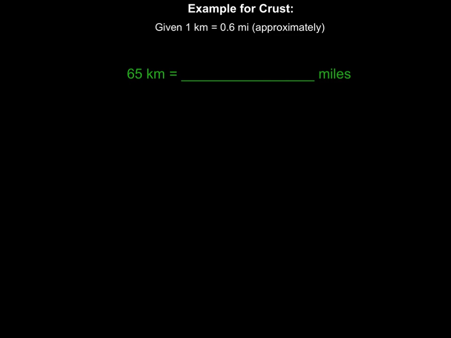So in your workbook, where we wrote example for crust, it's given 1 kilometer is equal to 6/10 of a mile, approximately. Then we're going to write what we're solving for. So we're going to solve for 65 kilometers is equal to how many miles? When we're converting, we're going to pay attention to this conversion ratio of 6/10 of a mile to 1 kilometer, because we want to convert from kilometers to miles. So the miles in the ratio needs to come first.